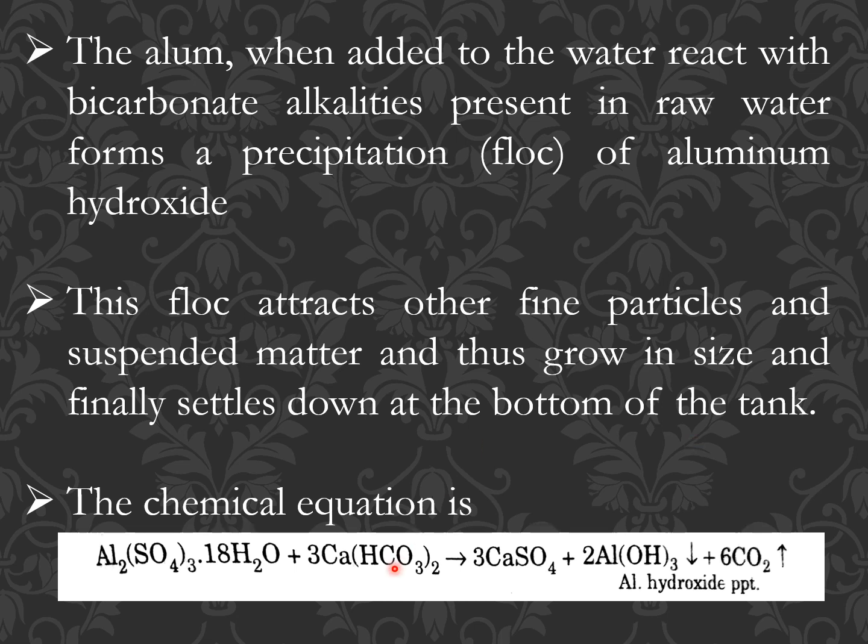So what happens when alum is added with bicarbonate alkalinity, that is calcium bicarbonate? Calcium sulfate and aluminium hydroxide will be formed. The arrow mark indicates that it will settle down at the bottom, and it also releases carbon dioxide, a gas that goes to the atmosphere. So when alum reacts with the bicarbonate salts of calcium, it gives calcium sulfate and aluminium hydroxide. This aluminium hydroxide is the flock.